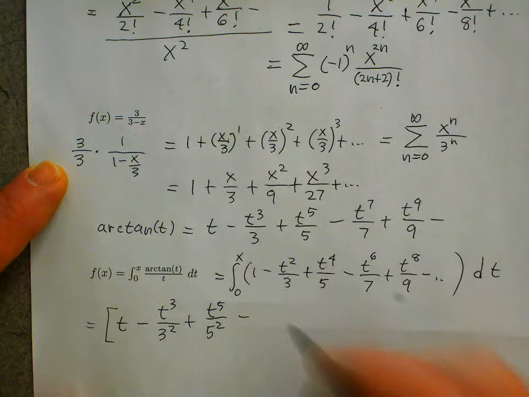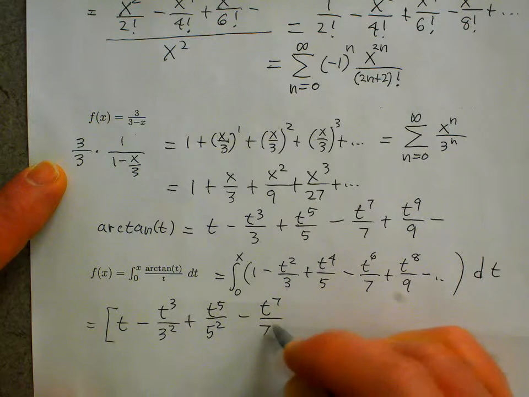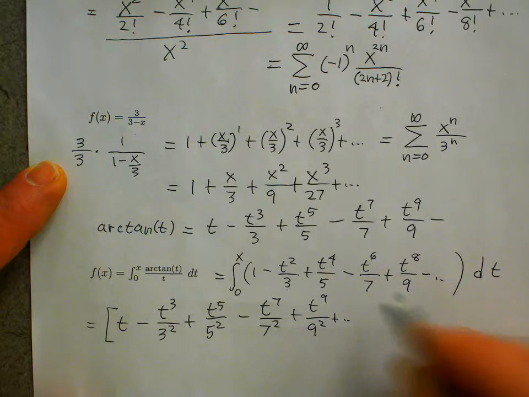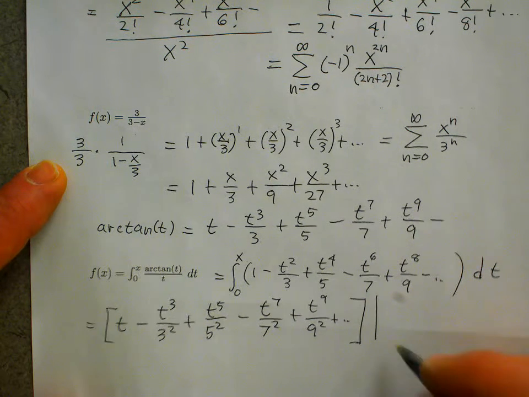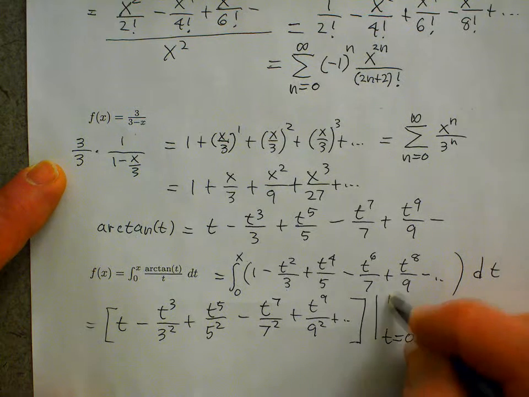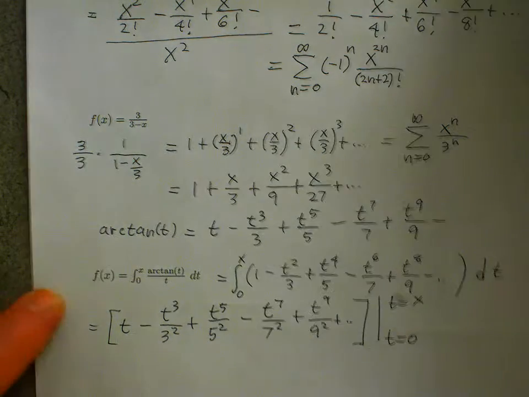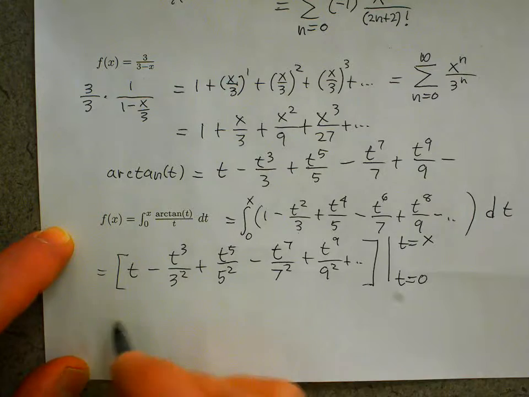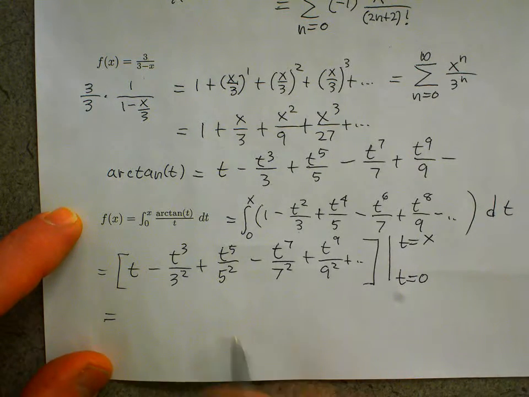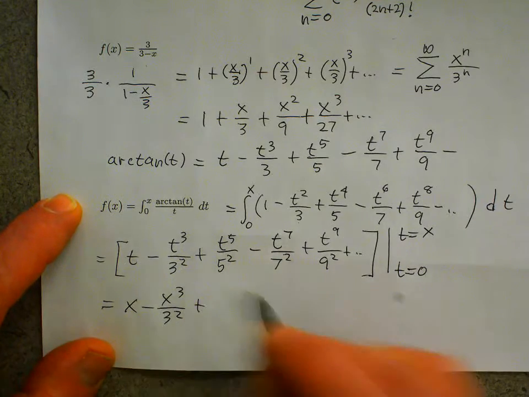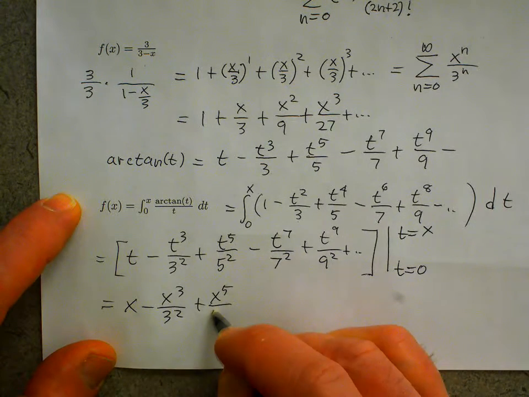It follows the same pattern: antiderivative of t to the sixth over 7 is t to the seventh over 7 squared, and so on. Then evaluate this from t equals 0 to t equals x. When t is 0, all of the terms are zeros, so let's just replace every t with x. We get x minus x to the third over 3 squared plus x to the fifth over 5 squared.